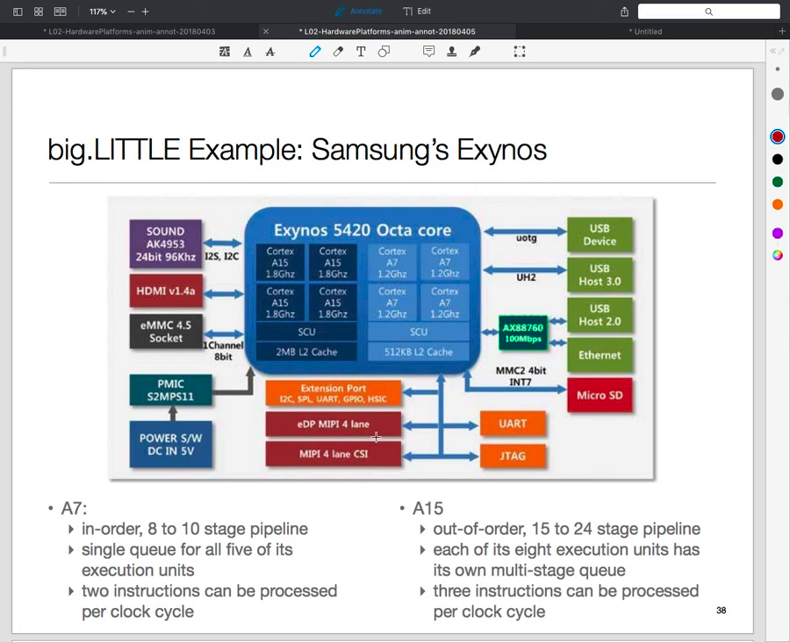And very common nowadays in embedded systems is to have some tiny little processor whose job is to just, when everything is asleep, keep listening for something interesting to happen, and then wake everything up from it.